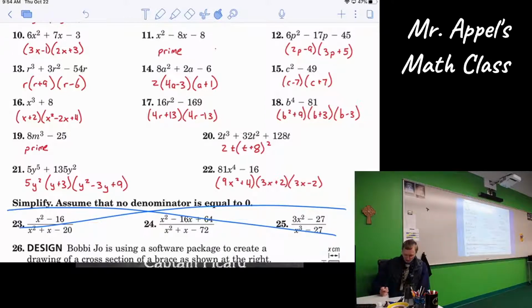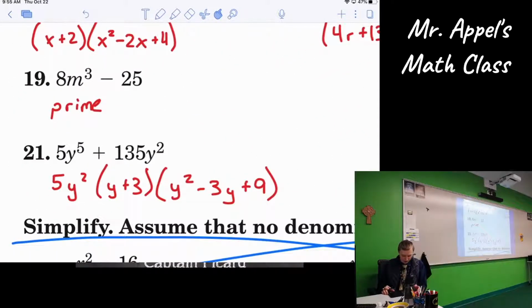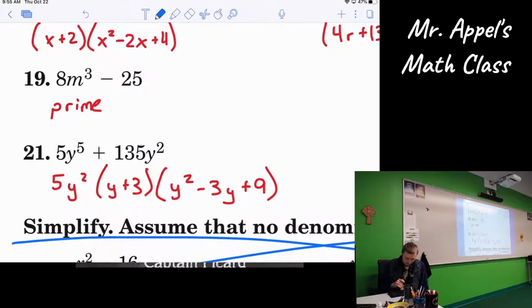21. I figured that was coming. Yeah, 21 and 22 are probably the worst ones on here. Let's take a look, see what we can do with 21. Okay. Ooh, a lot going on here. Let me switch to another pen so you can see my work versus the final answer. And we'll go blue laser too.